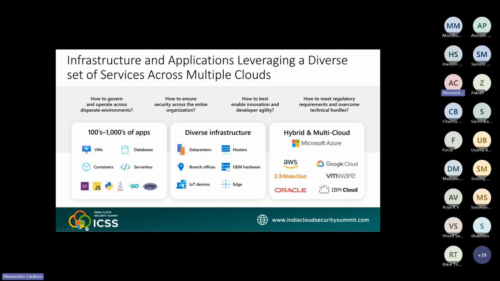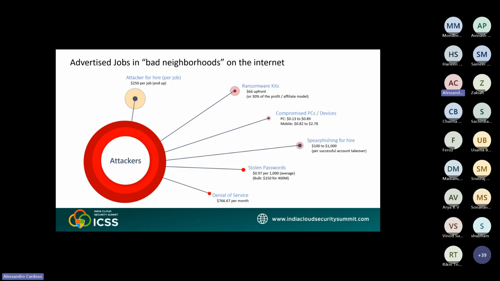If we look at some of the statistics I have on the next slide about the attackers, you see that it has become even cheaper to attack. In the bad neighborhoods, you can see an attacker for hire for $250 per job, and ransomware kits for $66, which is absolutely insane. That makes the life of security even harder, because more and more people are playing with different tools and different ways of trying to hack or steal data. The most important thing nowadays is data: our health data, information about our identity, and information about our records. So this is very important.